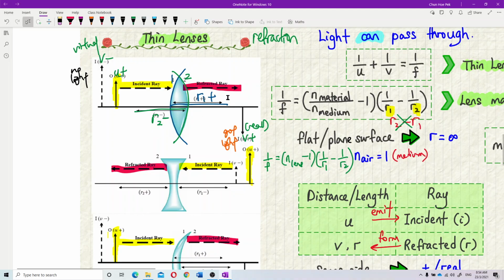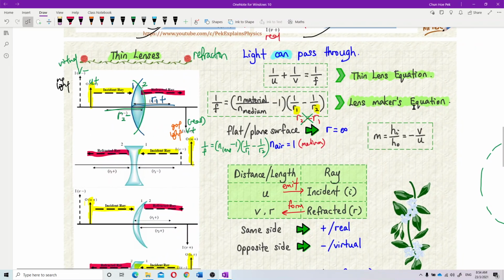So that's how you put this R1. R1 is positive, and R2 is negative. That's how you use the lens maker equation.